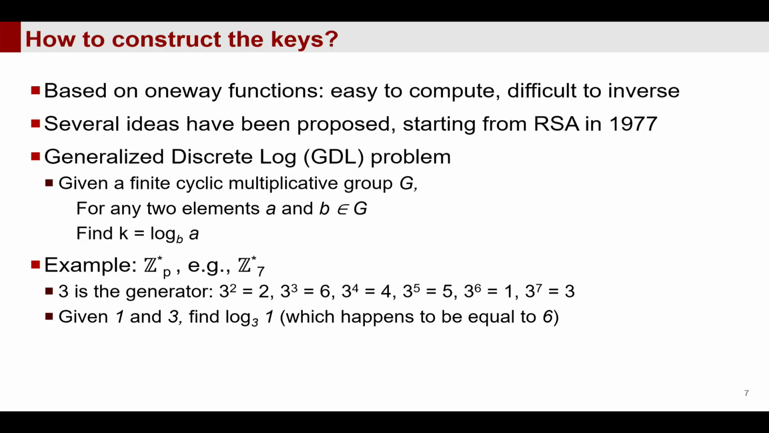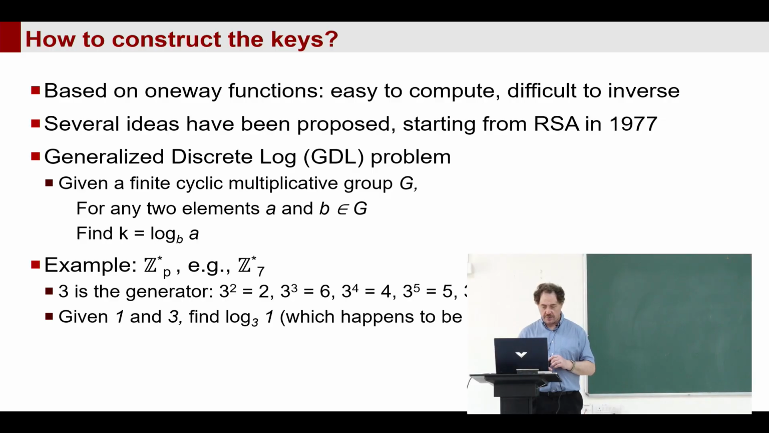And this is why the group is cyclic. And actually there is a theorem saying that if the number is prime, then any group created this way would be cyclic and would have a generator. Okay, so that was an exemplification of the cyclic multiplicative group.